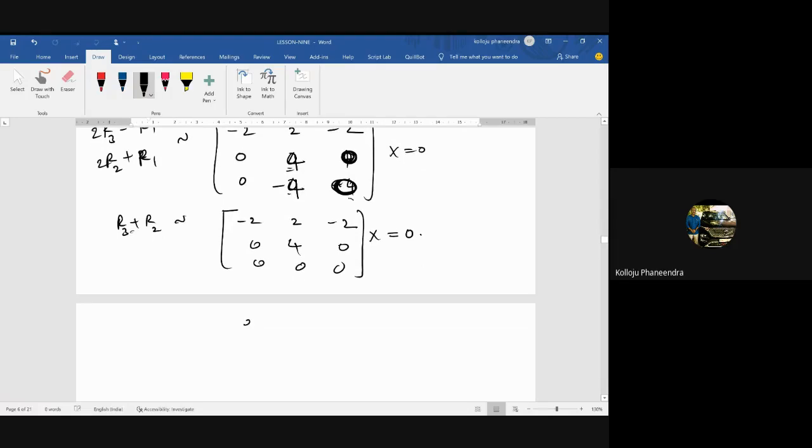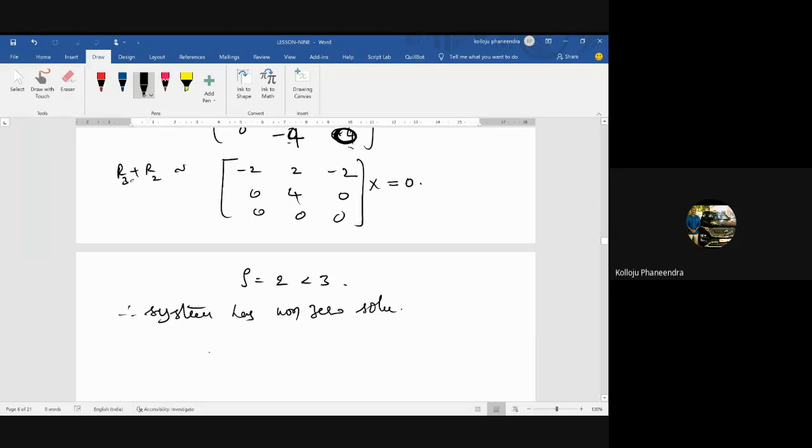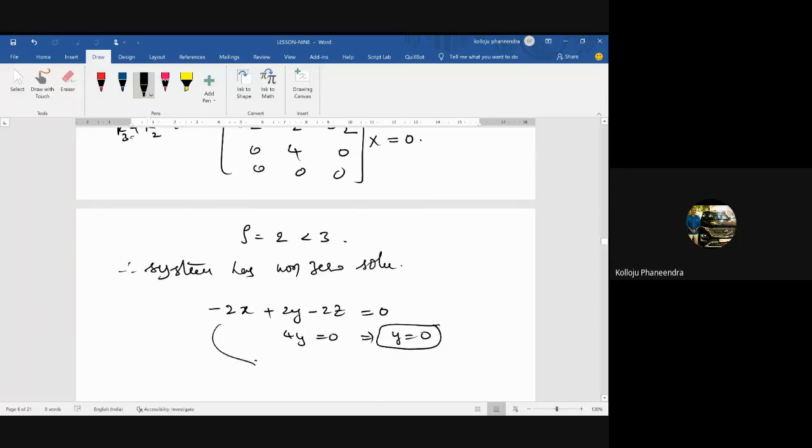Any corrections? So rank is 2, less than 3, the number of unknowns. Therefore, the system has a non-zero solution. I will not write all these things, one independent variable like that. So what I am getting: minus 2x plus 2y minus 2z equal to 0 and 4y equal to 0. From this, what is the y value? 0. When y is 0, 2x equal to minus 2z. So x equal to minus z.